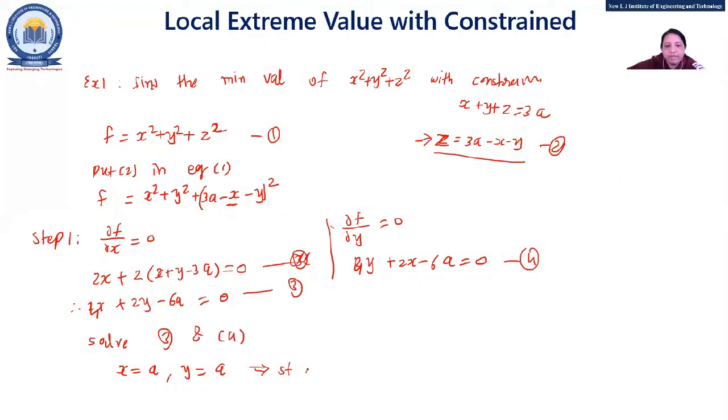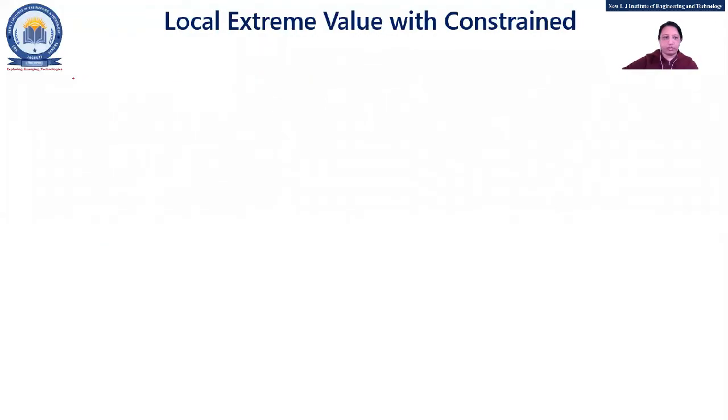So the stationary point is (a, a). Step 1 we have calculated. Step 2: R, S, T. You need to find R, that is del 2f by del x square, S is del 2f by del x del y, and T is del 2f by del y square.